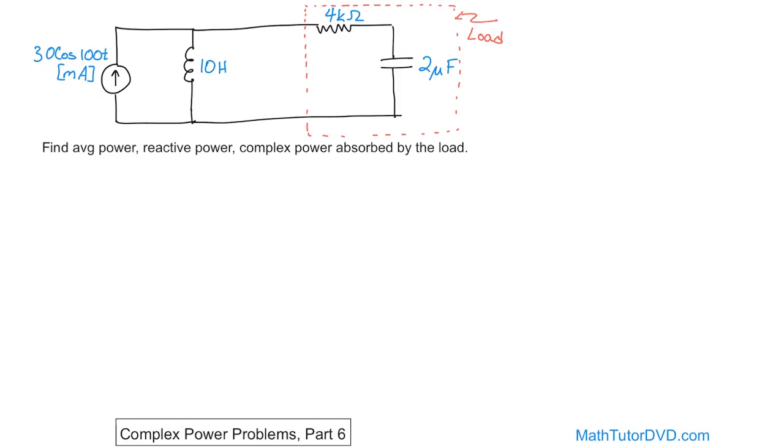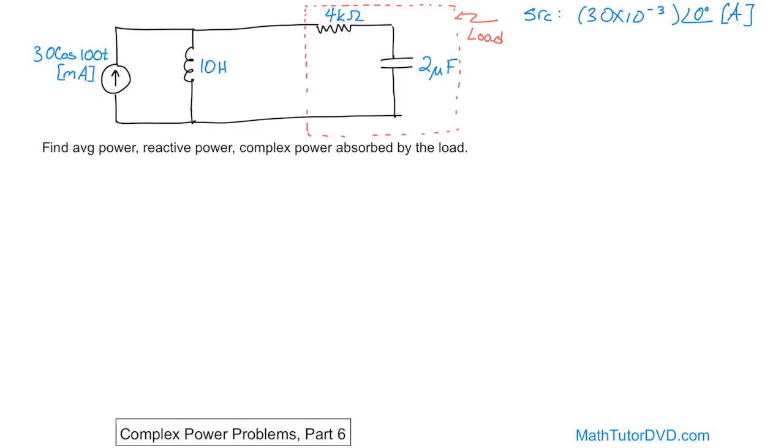The first thing we need to do is crawl before we can walk. We need to take a look at the source. It's 30 times the cosine of 100t, but it's given in milliamps. So the source is really 30 times 10 to the minus 3 at an angle of 0 degrees, and that would be amps, because this is given to you in milliamps.